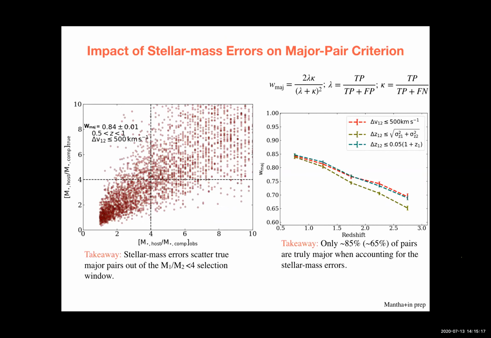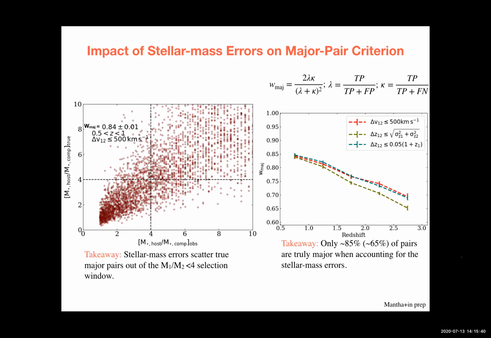Let me move forward and try to understand the effect of stellar mass errors in selecting major pairs. Since we are using stellar mass uncertainties, the uncertainties on the stellar mass will scatter the host and companion galaxies in and out of this major pair selection window. So I want to understand the role of this.